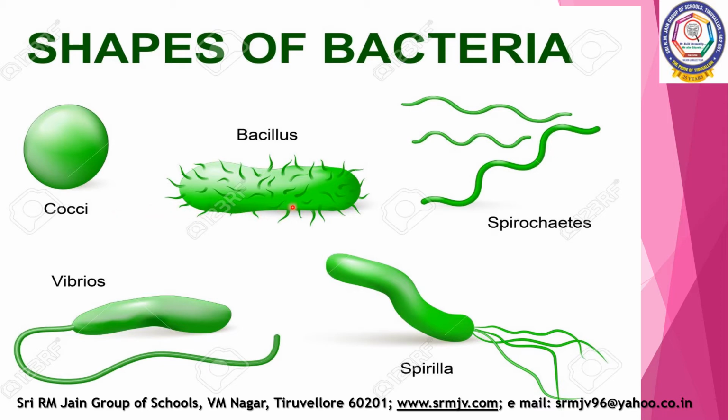Rod-shaped called bacillus or bacilli. Example, E. coli. Spiral-shaped called spirilla. Example, Leptospira. And a comma shape called Vibrio. Example, Vibrio cholerae. So these are all the shapes of bacteria.